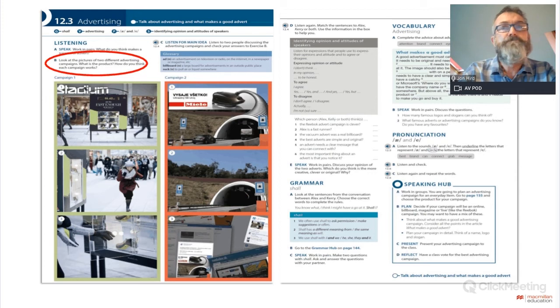Then look at the pictures of the two advertising campaigns. What is the product? How do you think the campaign works? So over to you, if you can just pop in the chat box. What do you think? There are two different ads there. What do you think is the product, and how do you think the ad works?